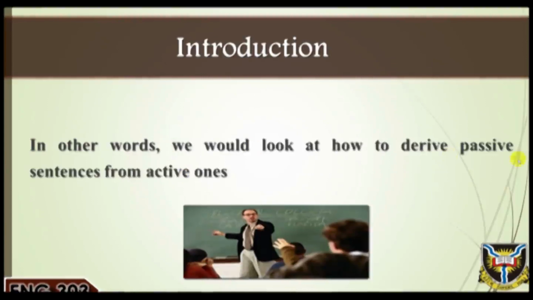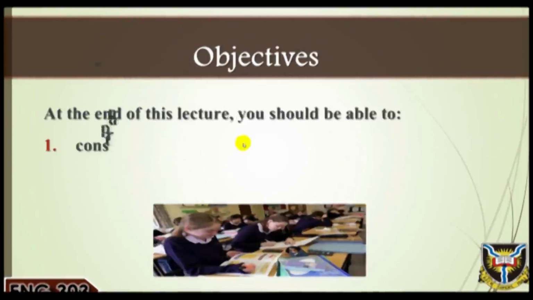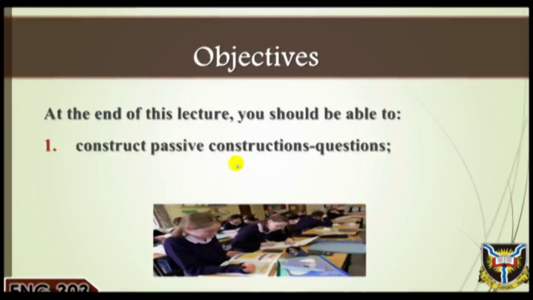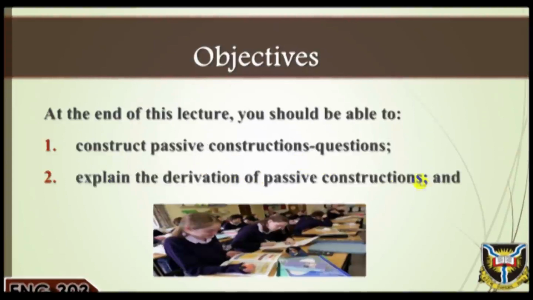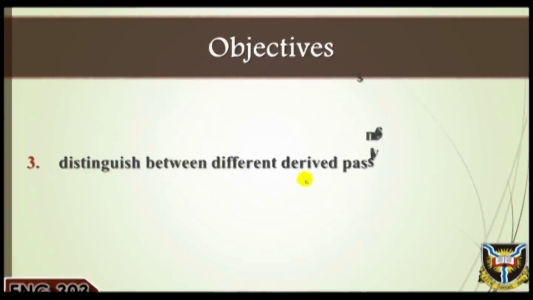Objectives. At the end of this lecture, you should be able to: 1. Construct passive constructions. 2. Explain the derivation of passive constructions and distinguish between different derived passive constructions.